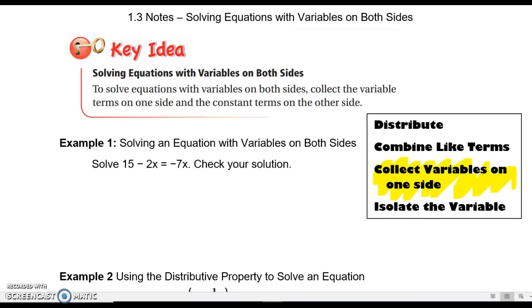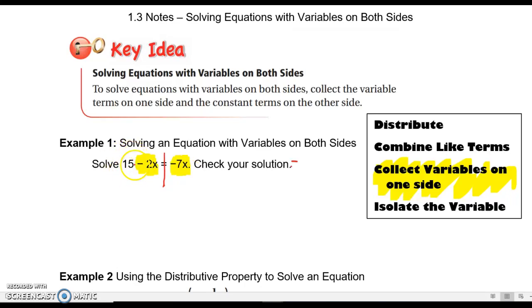So for example, if you look at equation 1, you have a variable term on the left side of the equation and a variable term on the right. Now, we've talked a lot about collecting like terms, but remember, like terms can only be combined when they're on the same side of the equal sign. And as you can see, they are not on the same side of the equal sign here. So we want to work to get the variables on one side and the constants on another.